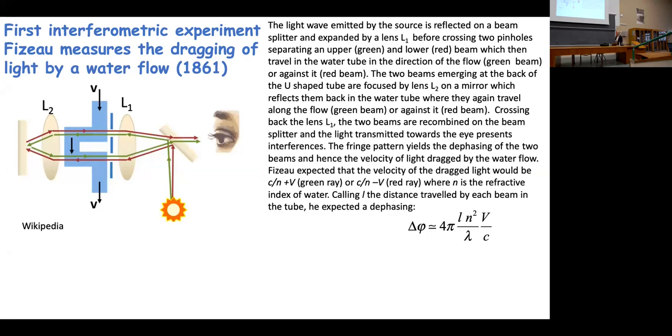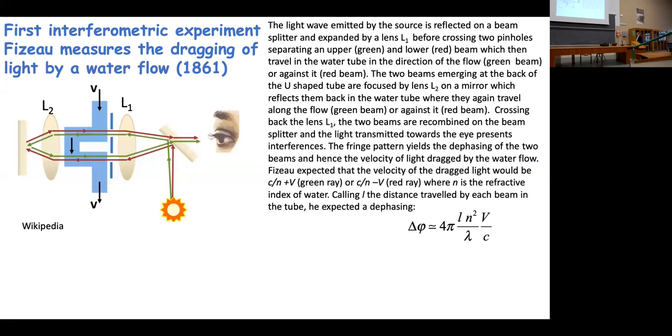And in fact, what he expected, and it means that the velocity of light in the medium, which has an index n, should be c over n minus v or c over n plus v if the flow was dragging the light. And if you subtract the two, you find this phase shift, which is proportional to n squared L over lambda. L is the length of the path, lambda is the wavelength, and you have an n squared effect.